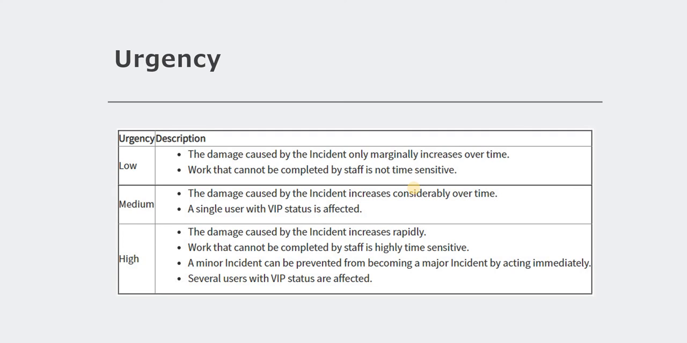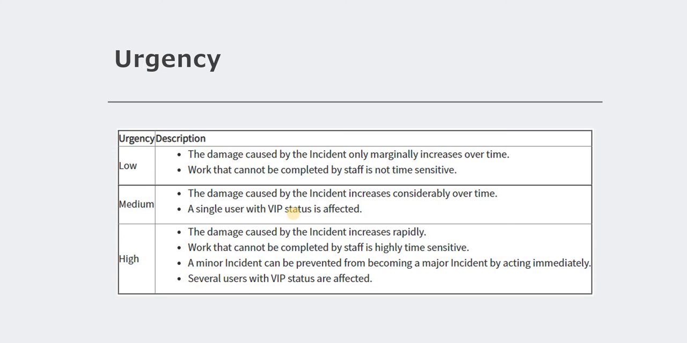For example, if my laptop is not working, the incident is assigned to some individual, he can come tomorrow and fix that. It will not have that much urgency. Medium is when the damage caused by the incident increases considerably over time. A single user with the VIP status is affected.